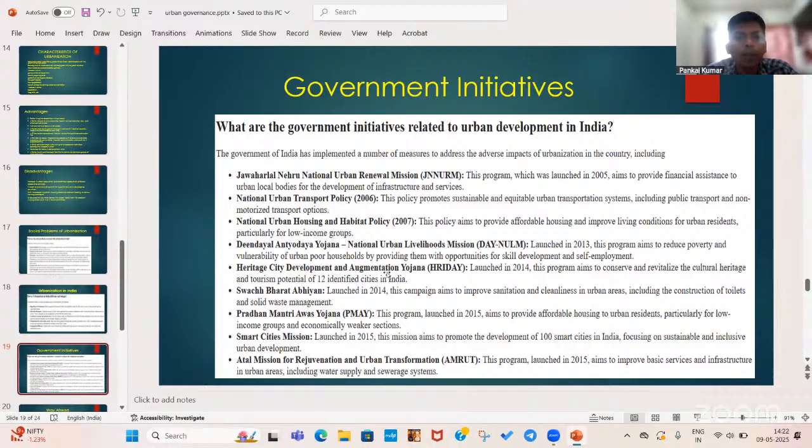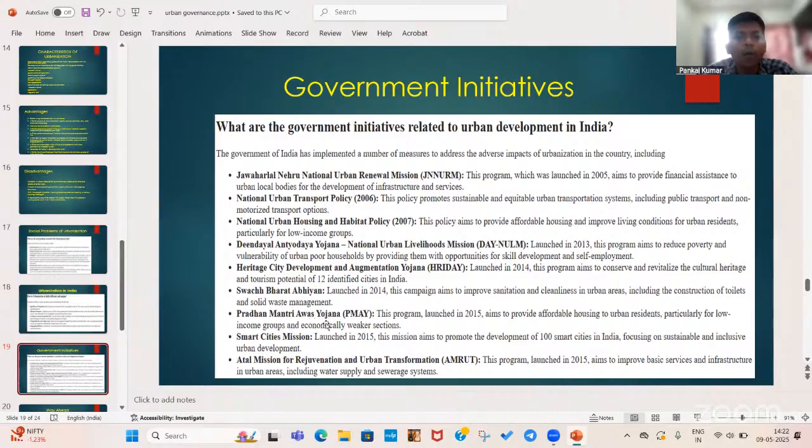Then comes the Hriday scheme. It was launched in 2014. It stands for Heritage City Development and Augmentation Yojana. The aim of this program is to conserve and revitalize the cultural heritage and tourism potential of 12 identified cities in India. Then comes Swachh Bharat Abhiyan. It was launched in 2014 and the aim of this program is to improve sanitation and cleanliness in urban areas, including construction of toilets and solid waste management. This is a very important part of this program.